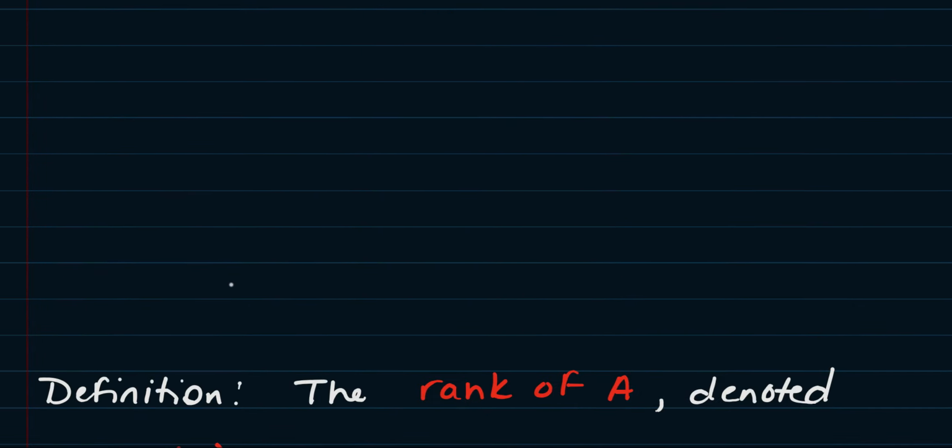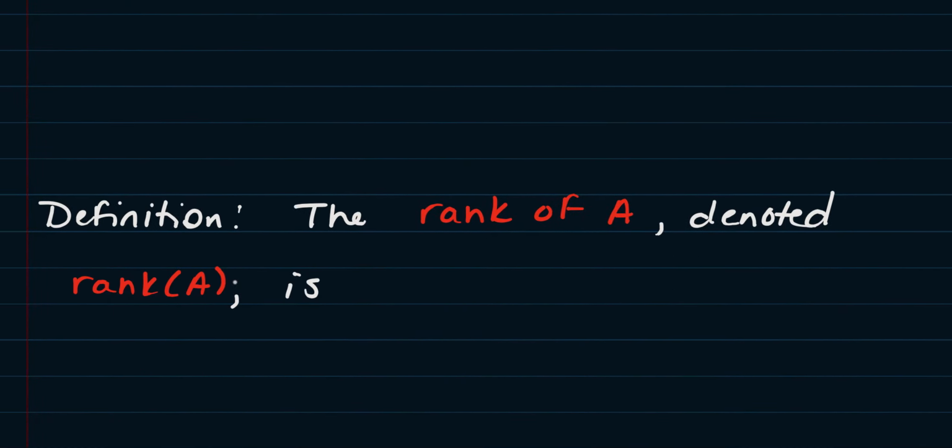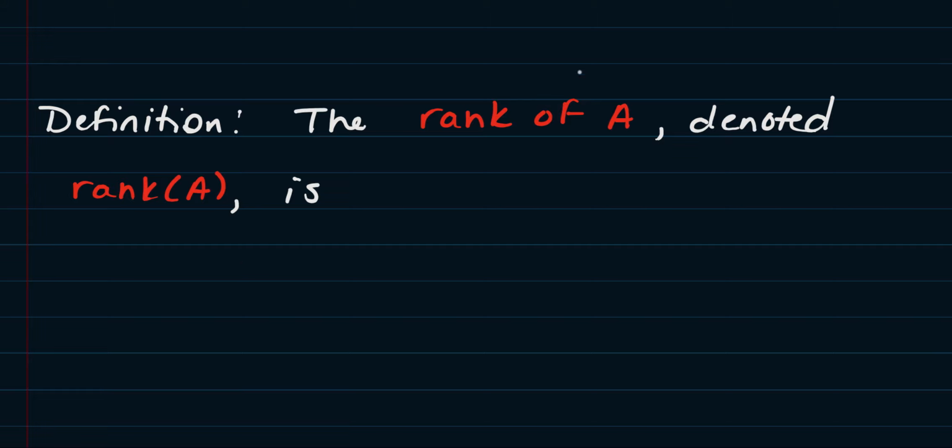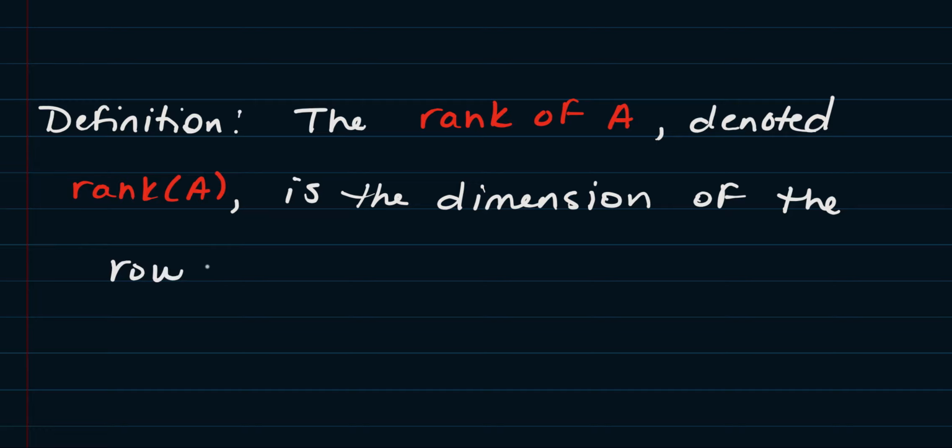The next thing I want to tell you is the definition of the rank of a matrix. The rank of the matrix A, which we're going to denote as rank of A, is just equal to the dimension of the row space. In other words, when you find the row space, you count how many vectors are in the basis of the row space, and that number of vectors is equal to the rank.